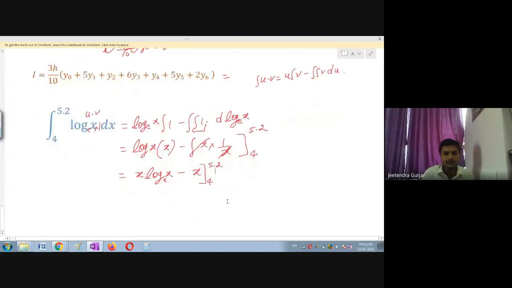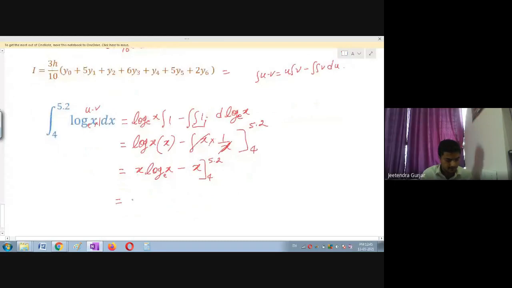Now substitute the value of x as 5.2. Wherever x is there, I will put 5.2. So this is 5.2 times log to the base e of 5.2, minus 5.2, minus. Now I will substitute x equal to 4, wherever x is there. So 4 log to the base e of 4, minus 4. Please tell me what is the value.